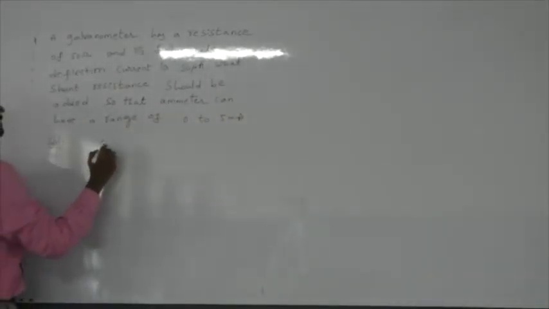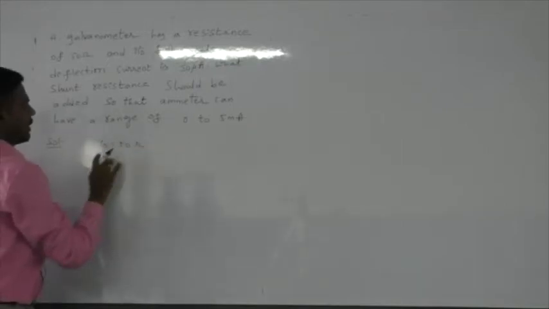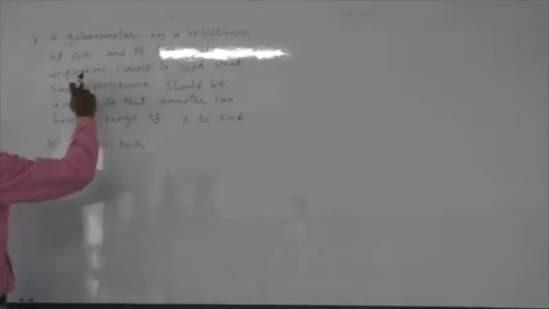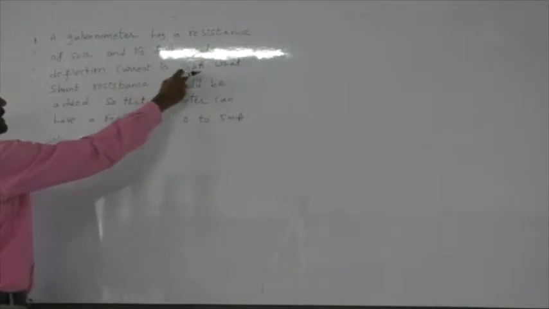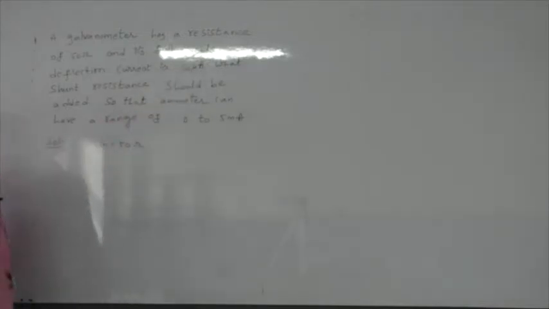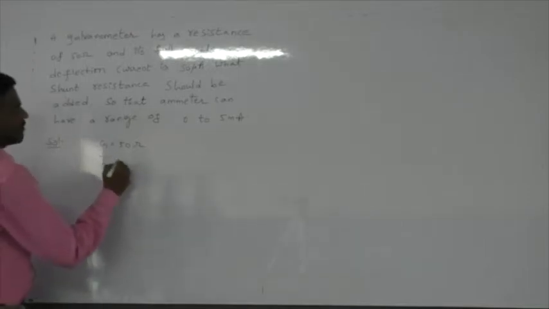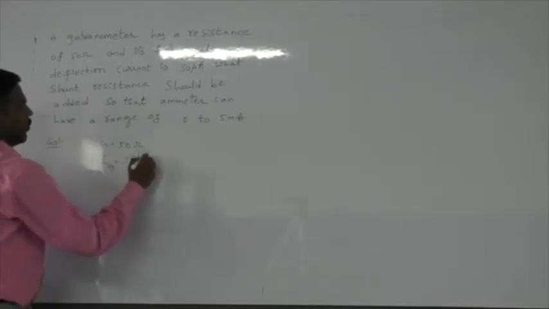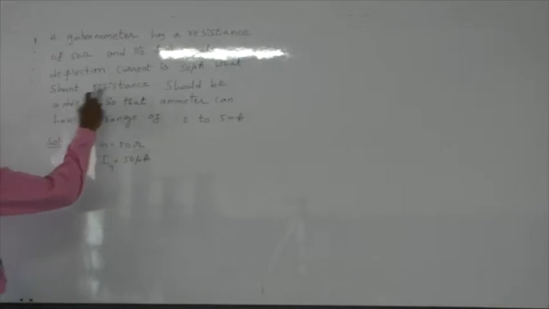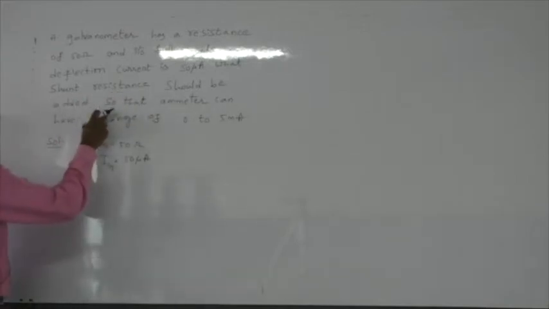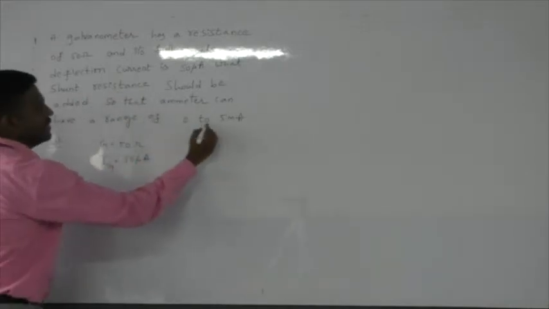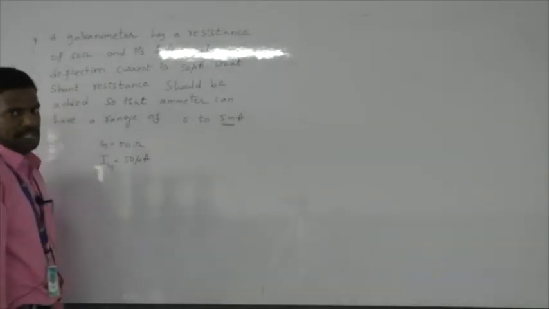The galvanometer has a resistance of 50 ohms, so capital G is given as 50 ohms. It has a full scale deflection current of 50 microamperes. What is the meaning of full scale deflection current? That is nothing but Ig, which is equal to 50 microamperes. What is the shunt resistance that should be added so that the ammeter can have a range of 5 milliamperes?